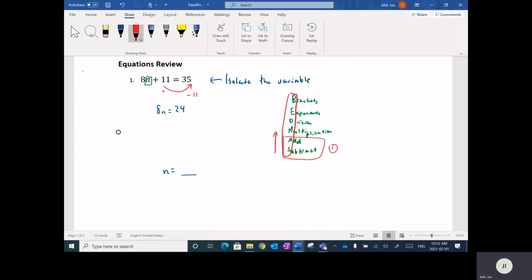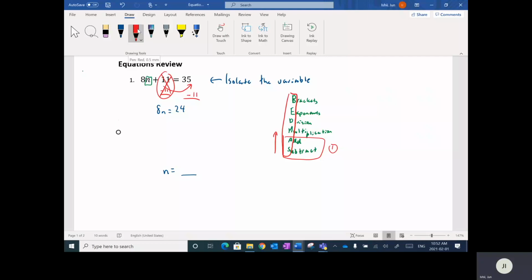Some of you may have been taught to balance both sides. If I subtract 11 from both sides, this would cancel, and I'm left with 35 minus 11, which is 24. Either way, that's our first step. We want to take care of any addition or subtraction on the side of the variable and move it over to the other side.